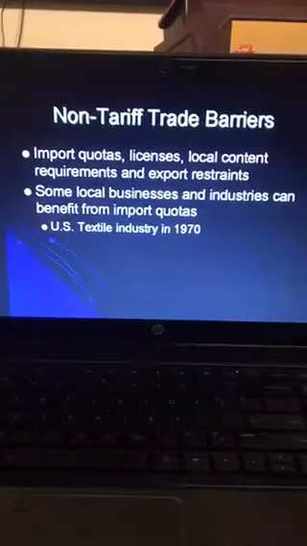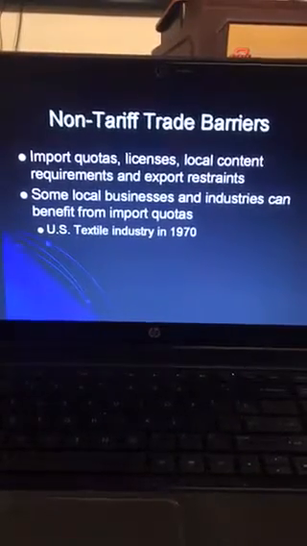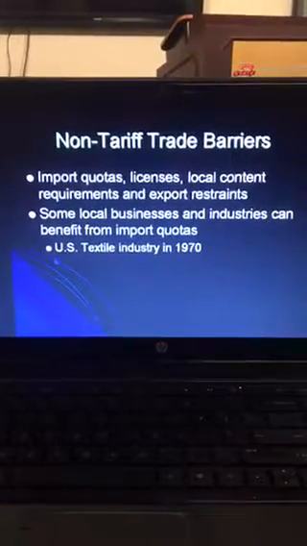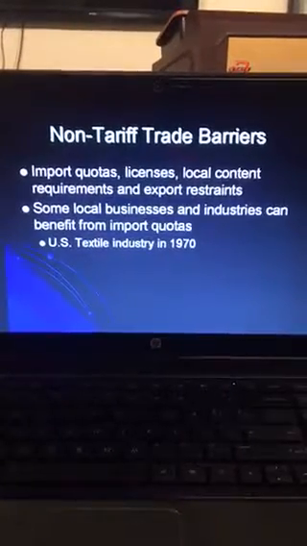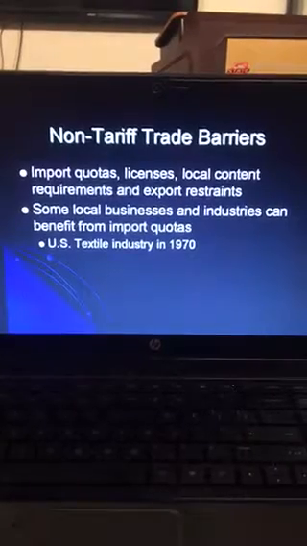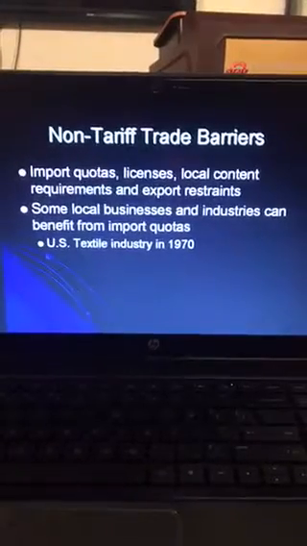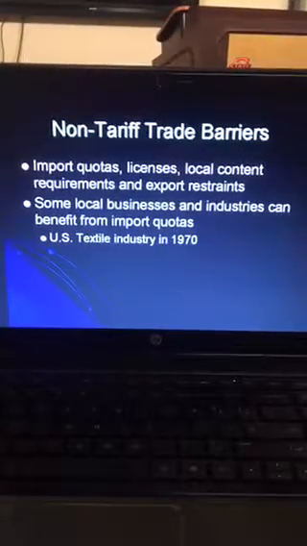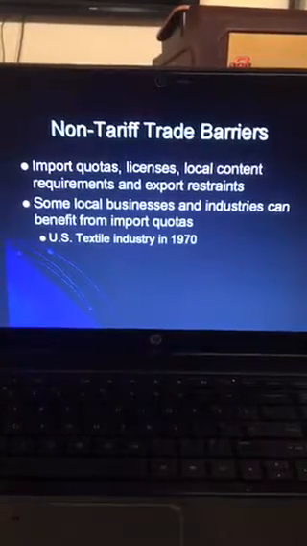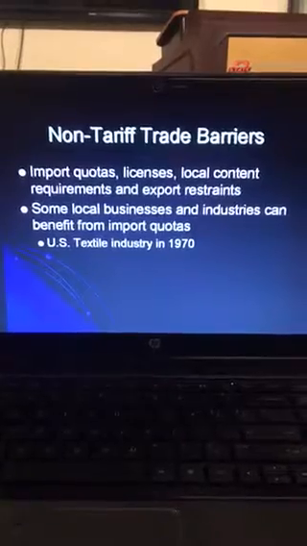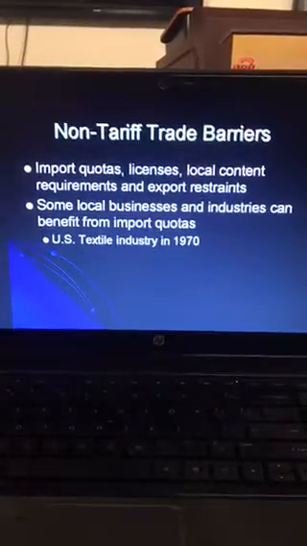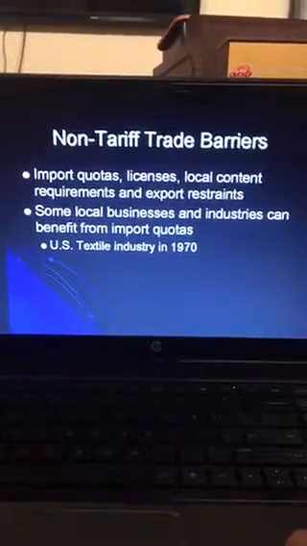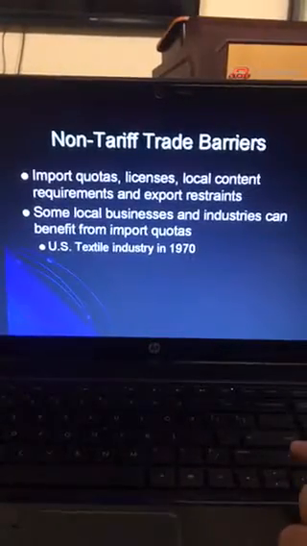Some non-tariff trade barriers include import quotas, licenses, local content requirements, and export restraints. And some local businesses can actually benefit from import quotas, such as the U.S. textile industry in 1970, since a lot of the material they use from foreign countries is a lot cheaper. It was creating competition from abroad, and so they succeeded in having import quotas placed on a lot of their imported goods.